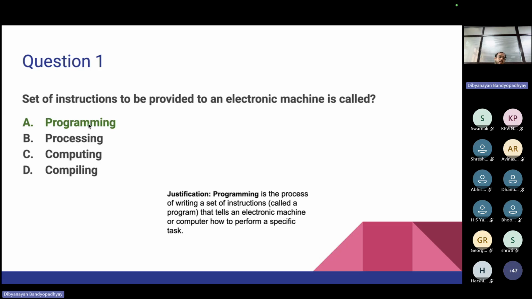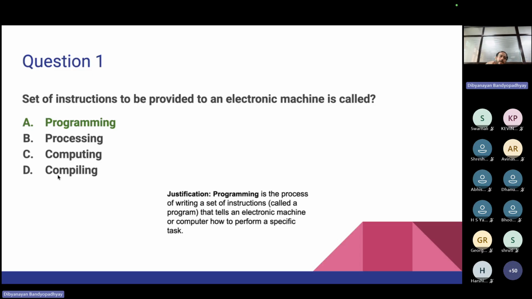So the optimal answer is basically programming. Why not processing, computing, and compiling? Because they are part of the process, not the whole overall process. So when you provide the set of instruction to the electronic machine and expect it to get the answer from it, the whole process is called programming. So it is as simple as that actually.